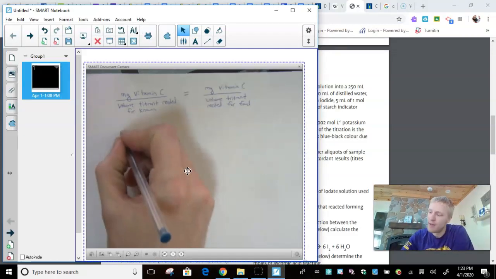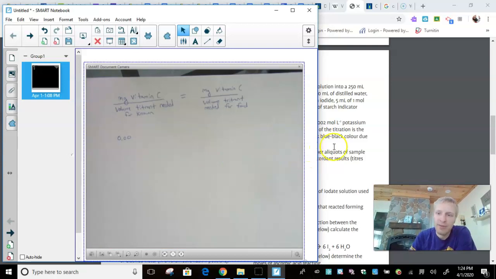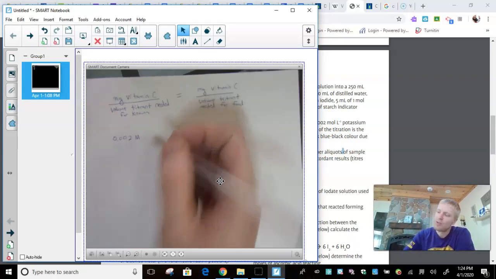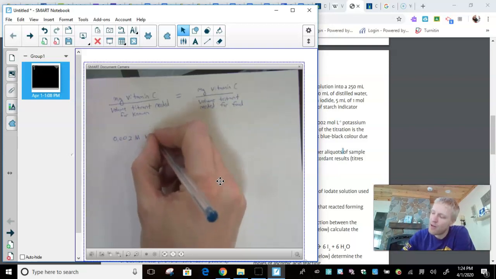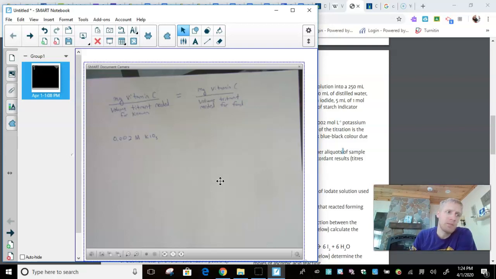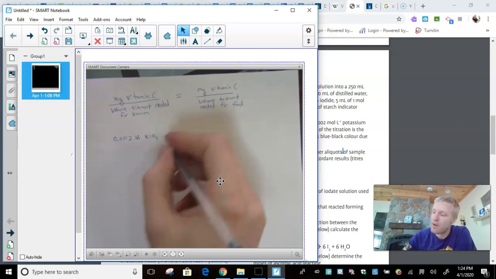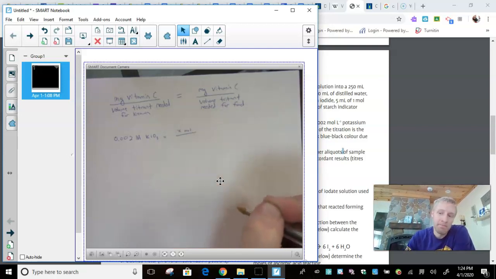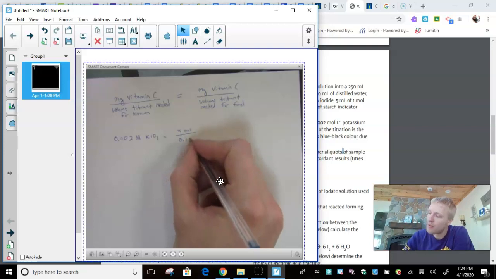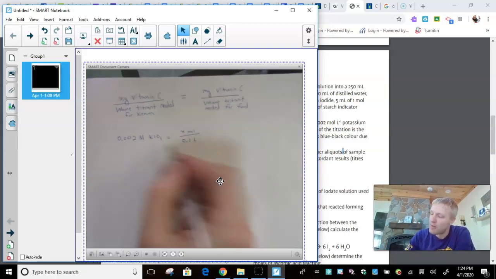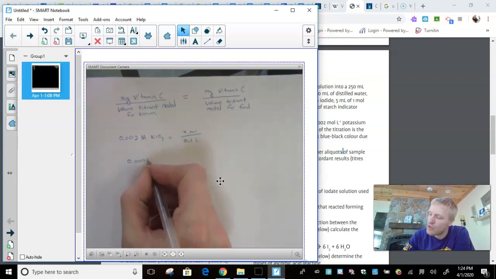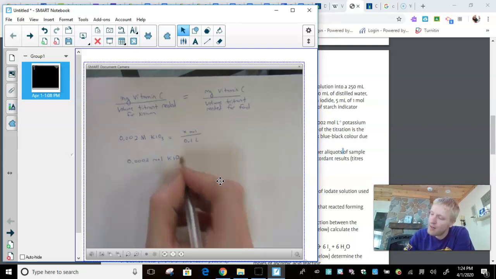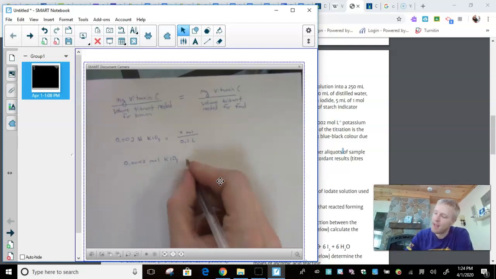All right, so we got 0.00, I forgot how many zeros, there's two zeros. There it is, 2. So we got 0.002 molar KIO3, and we want to figure out what is the mass of KIO3 that we want to be working with. All right, so we got molarity equals X moles over, let's just say, 0.1 liters, which is the same as 100 milliliters. Multiply it out. I've got 0.0002 moles of KIO3. So you'd have to look up the atomic mass and multiply it by that.